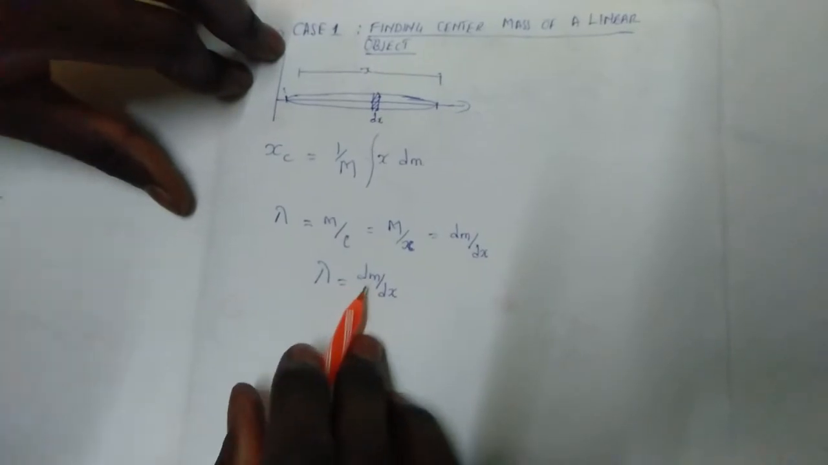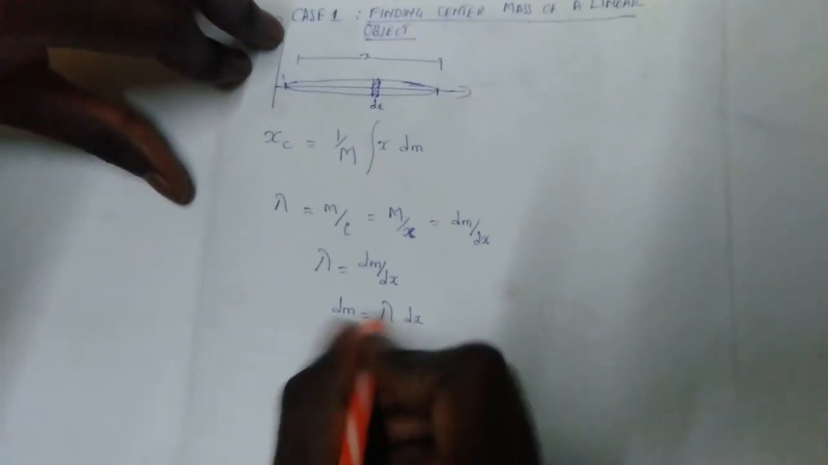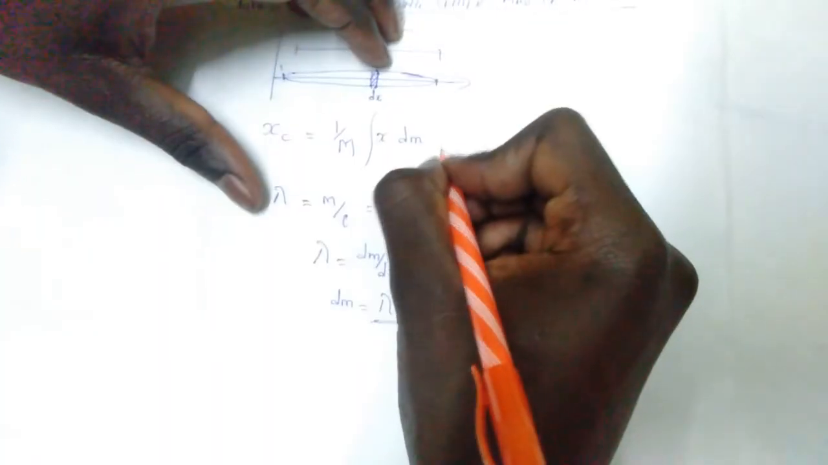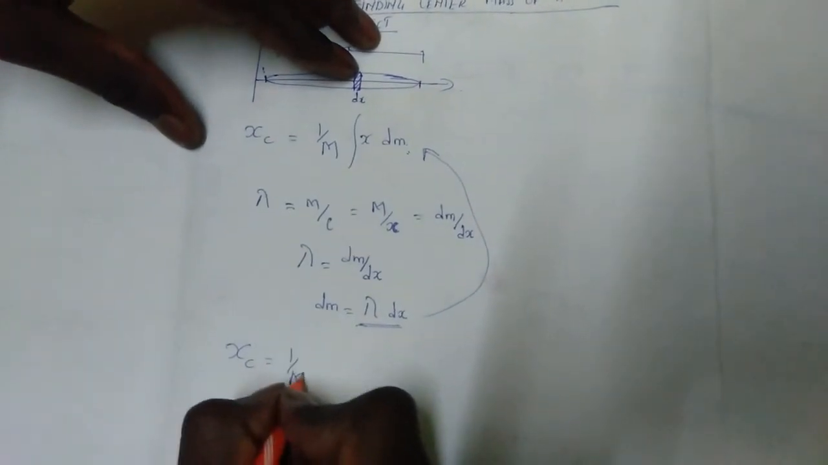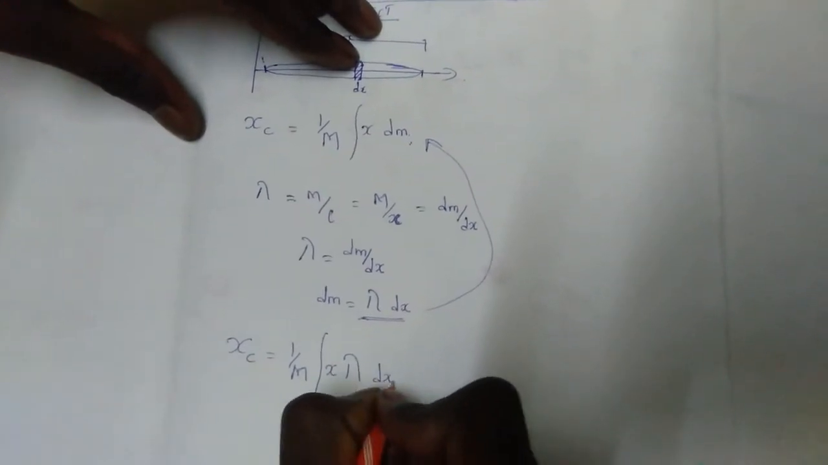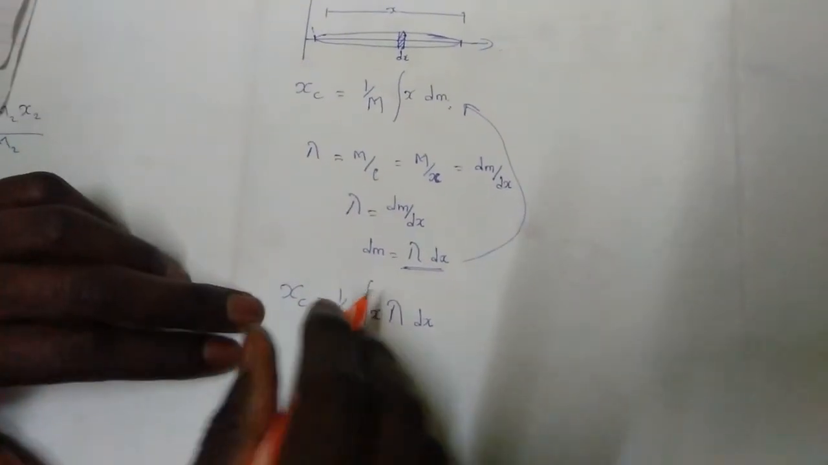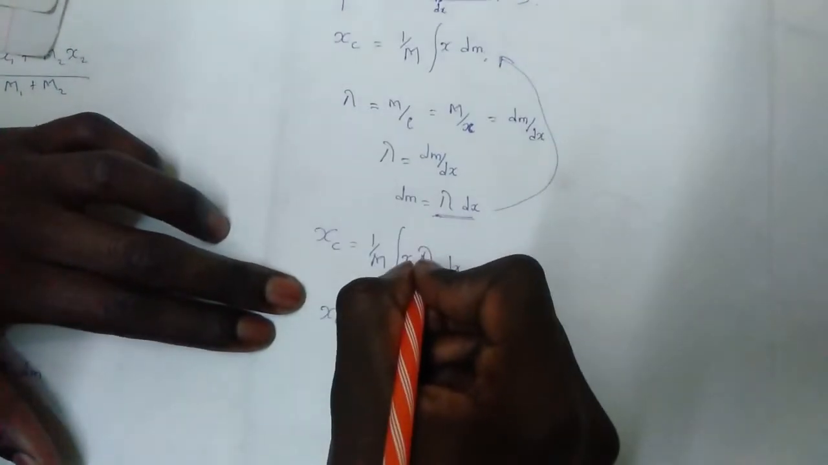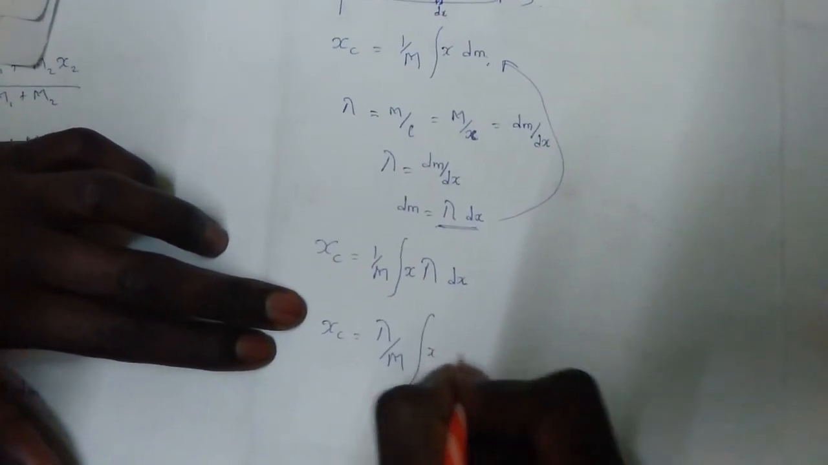Making dm the subject of the formula, dm equals lambda dx. So the easy thing you do is substitute for dm back into the mother equation. The mother equation will be transformed into xc equals 1 over m, then the integral sign x lambda dx. Since you cannot integrate a constant, we can further simplify the equation: xc equals, now the lambda comes out, lambda over m, then the integral sign x dx.